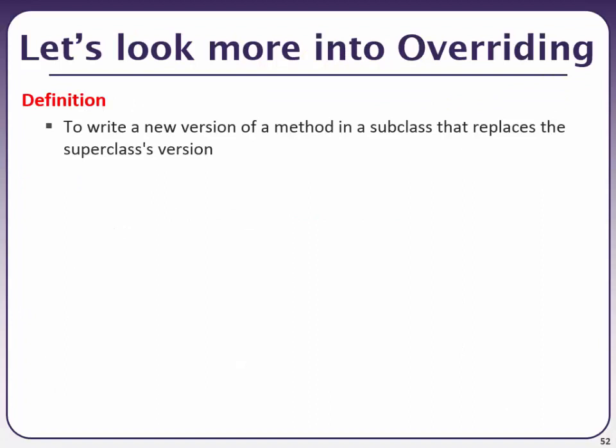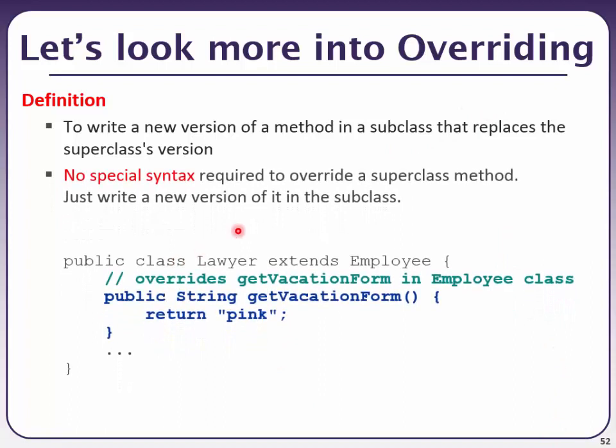So let's look a little bit more into overriding, because this is definitely an interesting concept, okay? Let's look at how we can make that happen in practice. Overriding means you have a method that is already written in the superclass, the most generic class, the parent class. And now you write a new class that extends that superclass, and you want to write another version of that superclass method. And this version has to be used if you have an object of that subclass. Okay? So, good news. There's no special syntax required to override a superclass method.